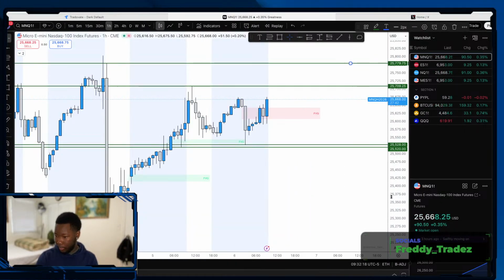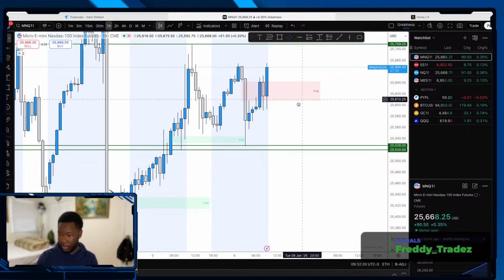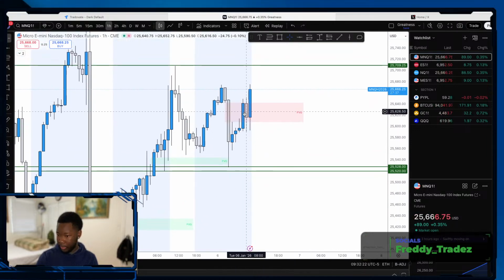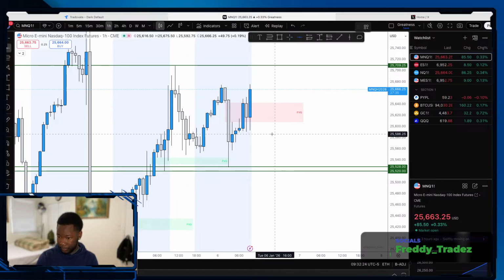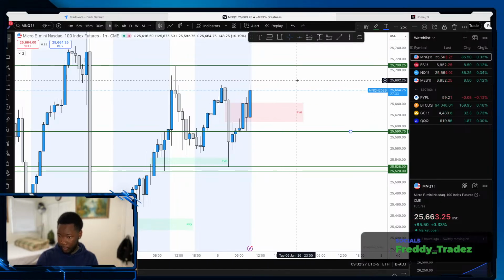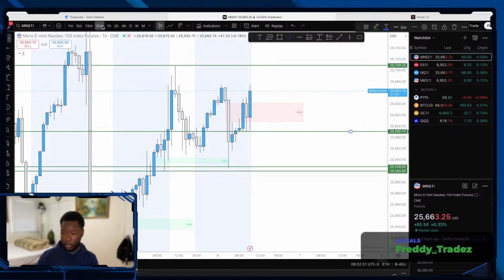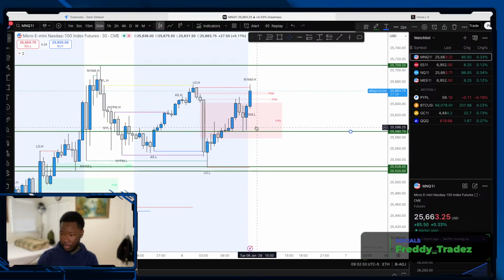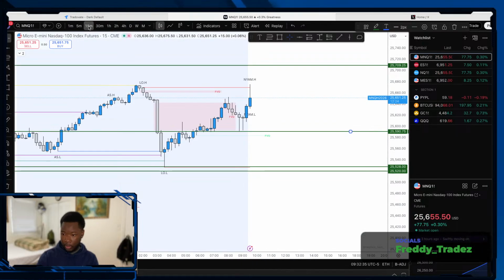Hop on the 1 hour. See that we have a 1 hour gap here. Looks like we're probably gonna inverse it. Okay, those highs. Cool, cool, cool. Okay, also this 30 minute looks like my inverse.